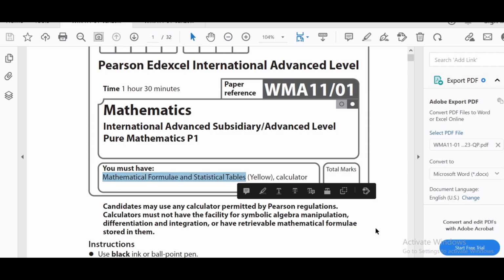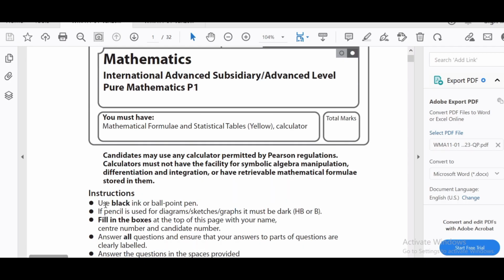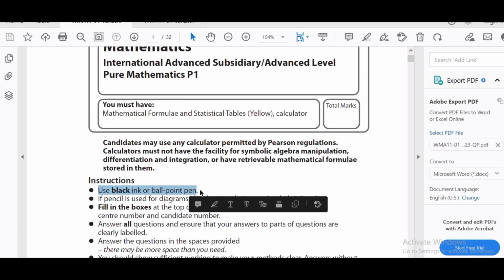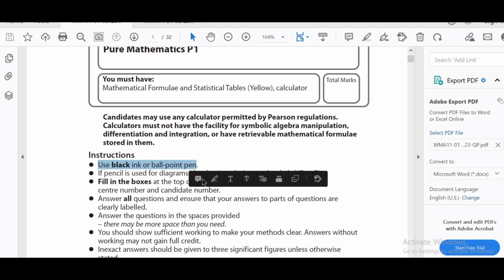If they don't give it to you, you have the right to ask the invigilator. And then it clearly states use a black ballpoint pen or ink pen. I would never recommend the ink pen. You can use a black ballpoint pen.